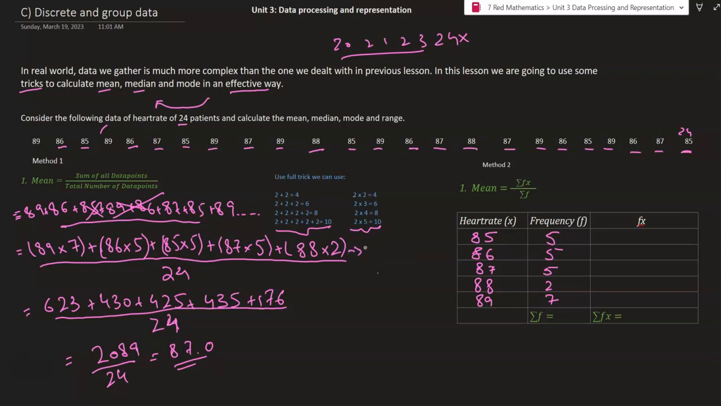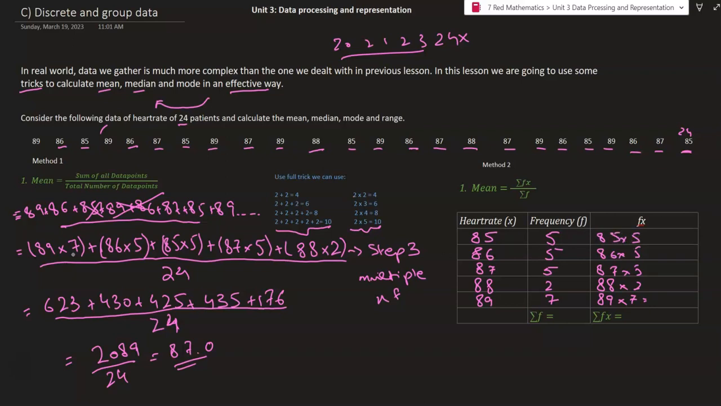Now the third step is basically multiplication. We are multiplying x with f. So we are multiplying 89 with 7. So 89 into 7, and this is the new column for it. Then 88 is multiplied by 2, so that's 88 into 2. Then 87 into 5, then 86 into 5, and then 85 into 5.